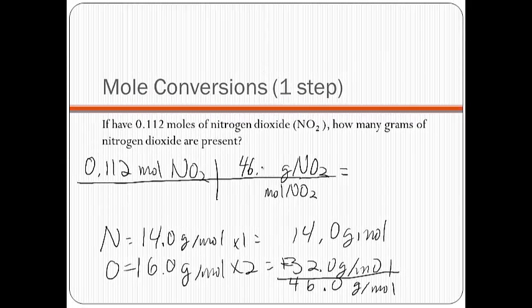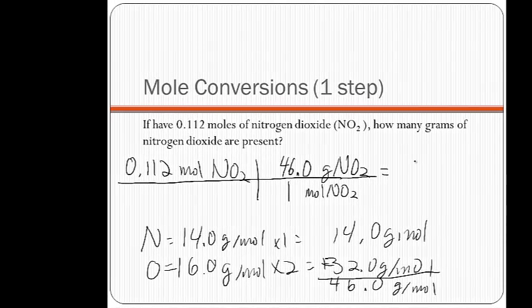So we have our mass, 46.0 grams per, how many moles? 1. 1 mole is equal to that mass in the periodic table. This is your conversion factor. So this time, 0.112 times 46.0 divided by 1, and you get the grand total of 5.15 grams.